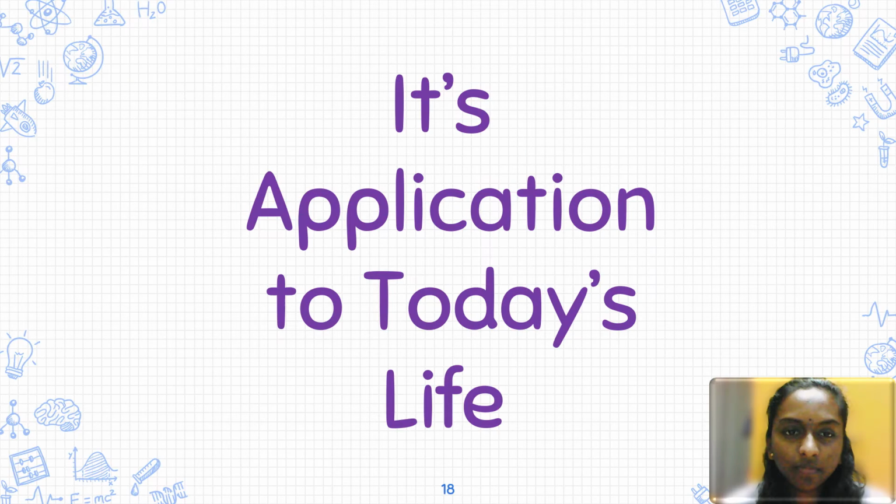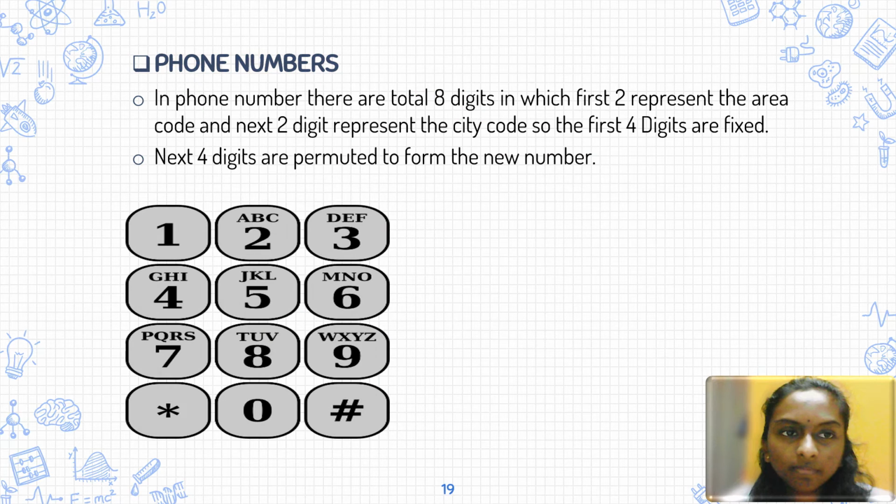Let's start with combination and permutation applications to today's life. The first application is phone numbers. In a phone number, there are a total of 8 digits, in which the first 2 represent the area code and the next 2 represent the city code, so the first 4 digits are fixed. The next 4 digits are permuted to form the new number.